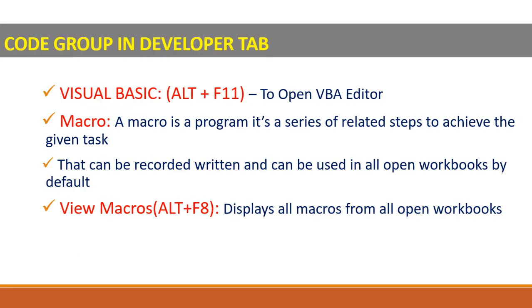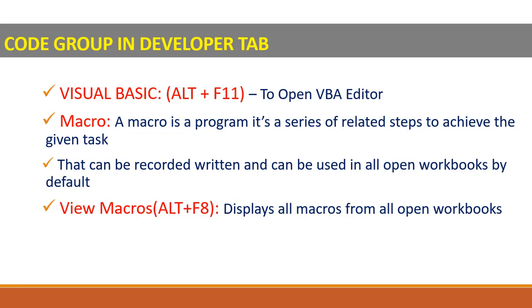Once after enabling the Developer tab, you can find there is a Code group in the Developer tab. So in the tab there is a ribbon. In the ribbon there are groups. In those groups there are many options. The first one is the Code group in the Developer tab. In that there is an option called Visual Basic. By using Alt plus F11 you can open the VBA editor. There itself you can write the macros, edit, run and debug, everything you can do in the Visual Basic editor.